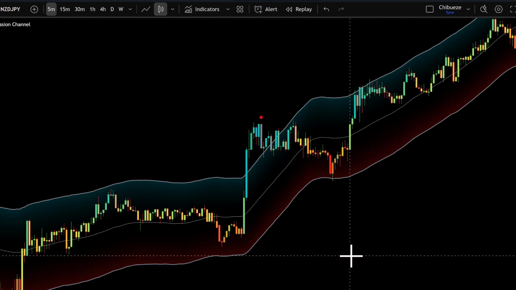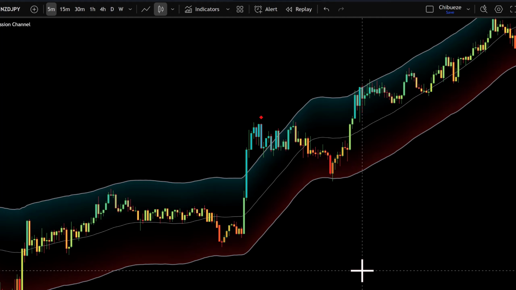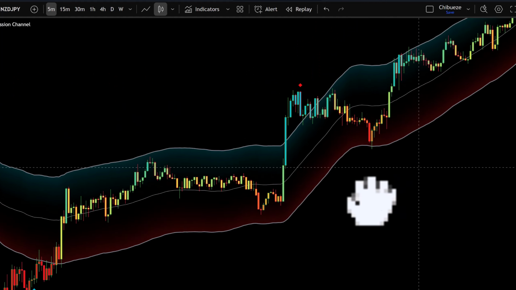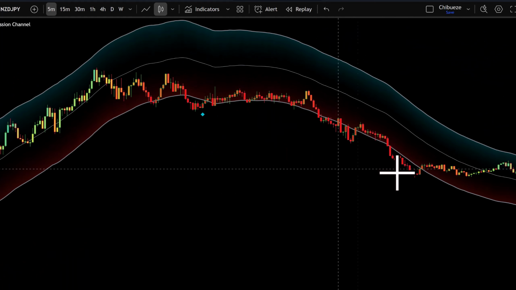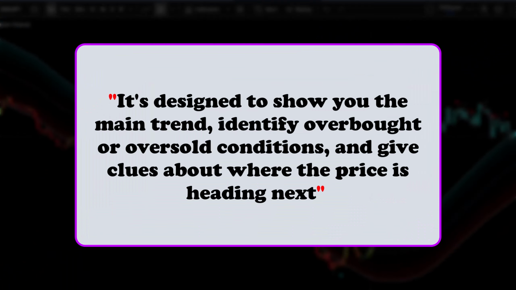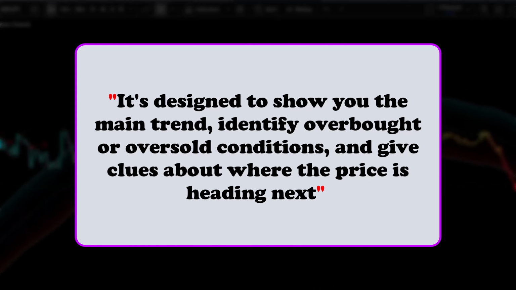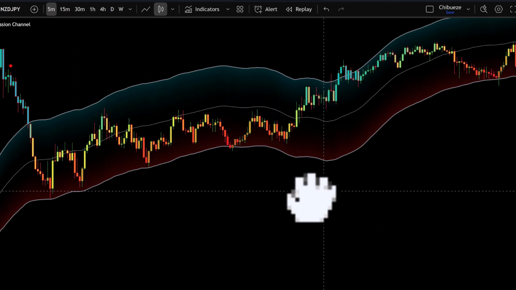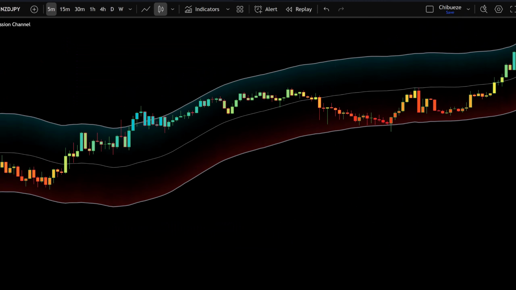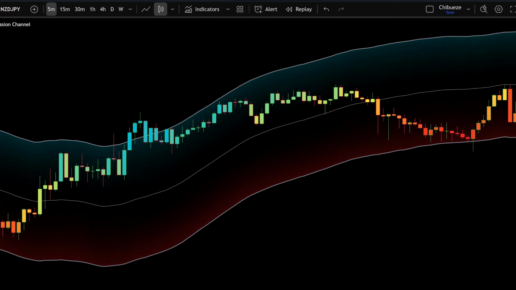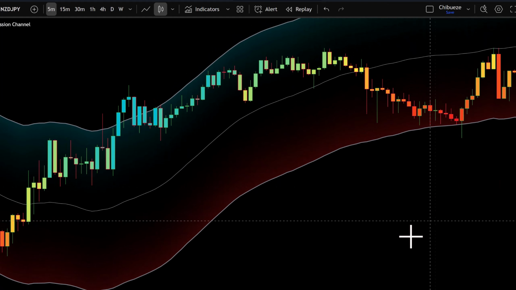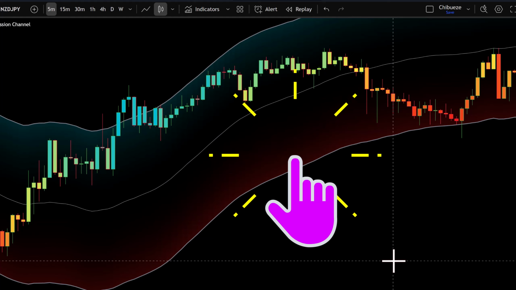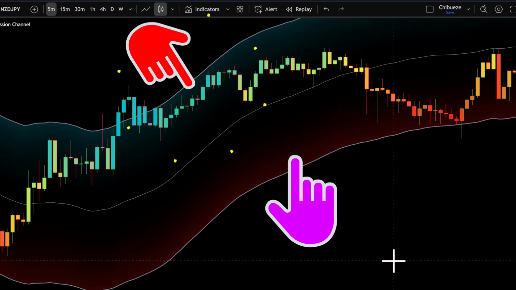So this is the Linear Regression Channel indicator by ChartPrime. This tool draws channels and bands on your chart based on linear regression calculations. It's designed to show you the main trend, identify overbought or oversold conditions, and give clues about where the price is heading next. So, looking at the chart, you'll see these channels and bands. The main channel visualizes the overall trend direction. You will see the lower portion being red and the upper portion blue, giving you a quick visual on the general flow.